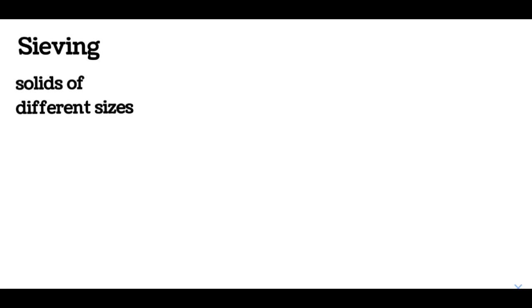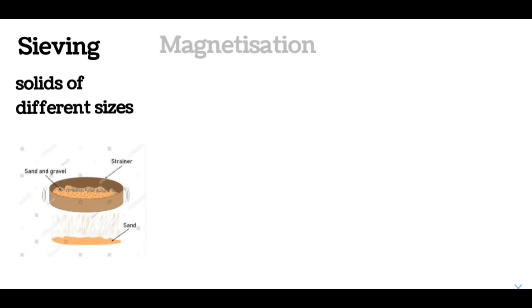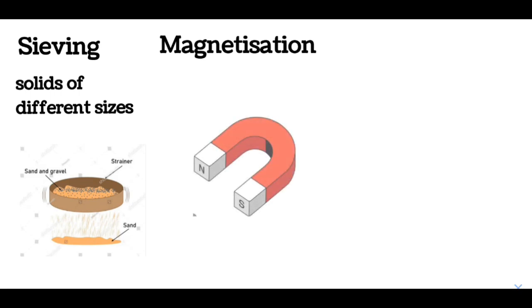Sieving. This is a method used to separate solid particles of different sizes using a sieve. Example, separating sand from gravel. Magnetization, magnetic separation. This is a method used to separate magnetic substances from non-magnetic substances with a magnet. Example, separating iron filings from sand.